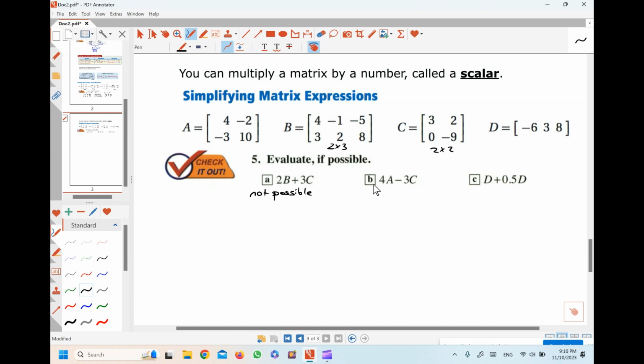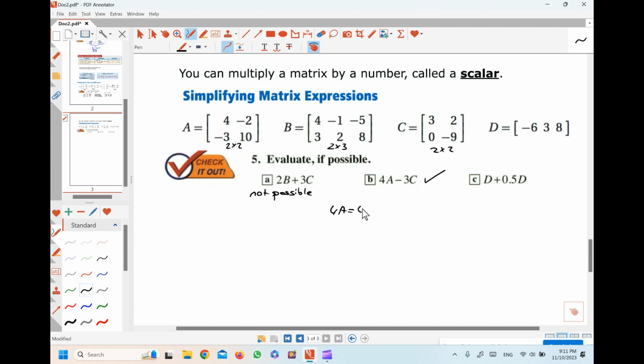What about part B? A and C. Dimensions of A, we have 2 rows, 2 columns, so 2 by 2. C is also 2 by 2. They have the same size, so yes, it is possible. We can do the subtraction. But first of all, we need to figure out what 4A is. So first multiply A by 4.